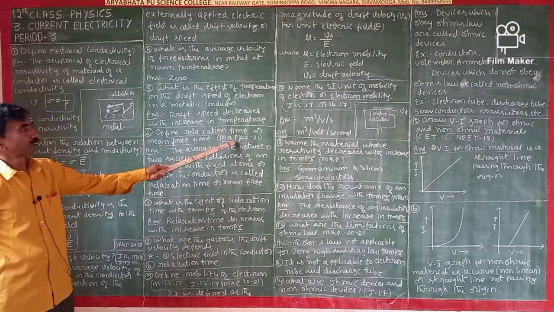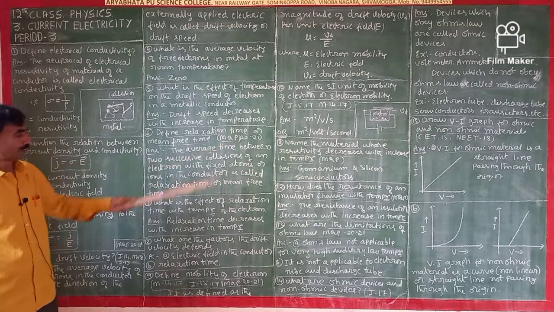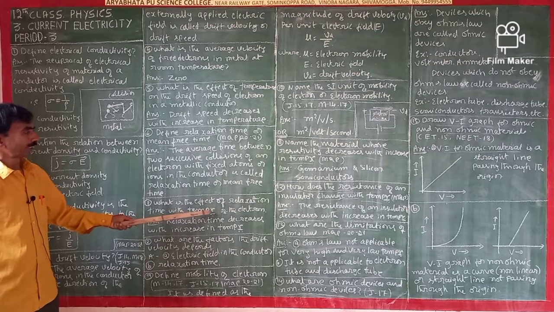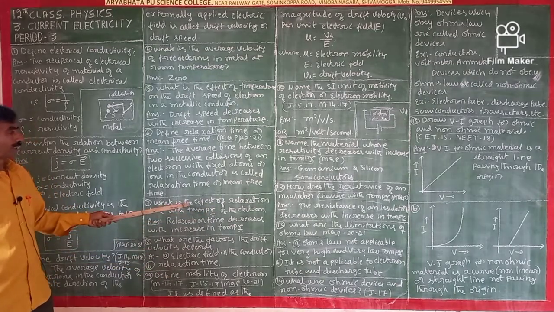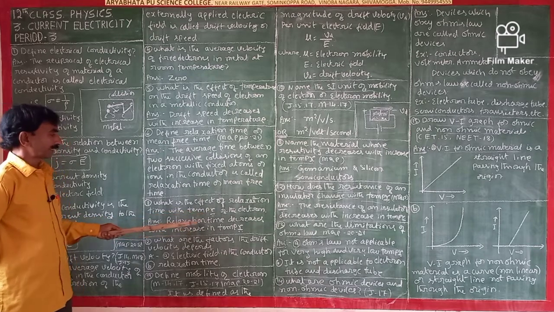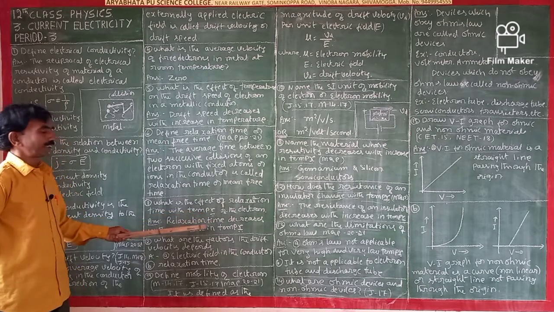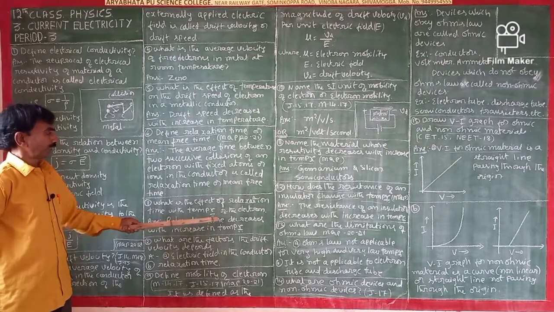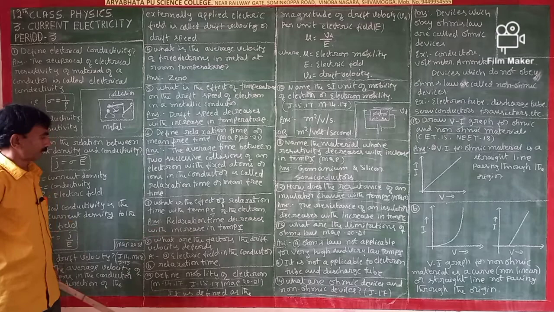Next, it is a model question paper 2021 question, very important. What is the effect of temperature on the relaxation time of the electron? So what happens to the relaxation time with increasing temperature? Relaxation time decreases with increasing temperature. Very important, note this down.